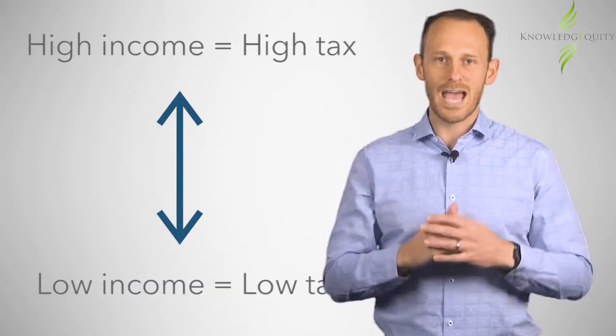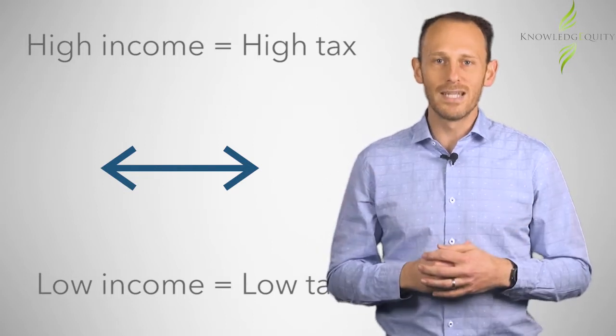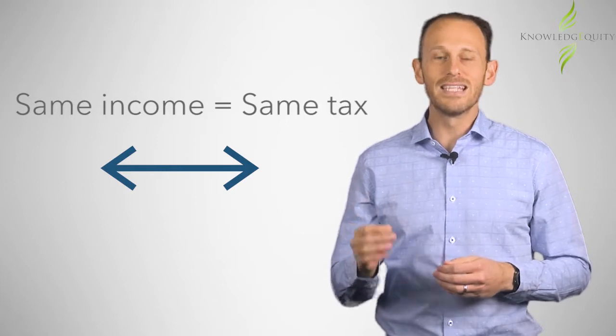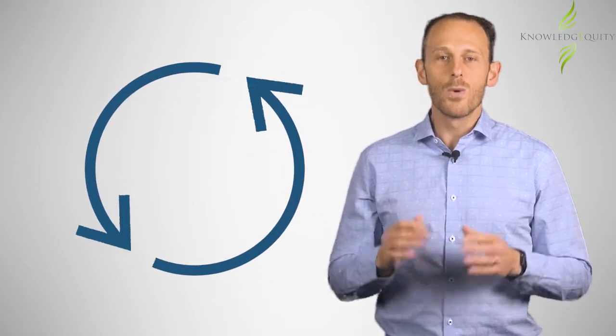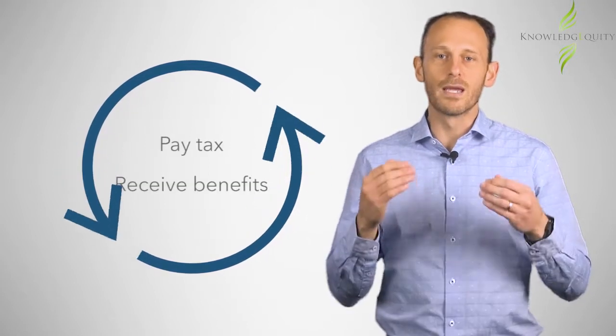Equity refers to fairness in the distribution of the tax burden across the population. It is primarily based on the taxpayer's ability to pay. Vertical equity demands that taxpayers on higher incomes pay more tax. Horizontal equity demands that taxpayers on similar incomes pay the same tax. Another element is the beneficiary principle, where the tax burden is borne by taxpayers who benefit from the government service or program.